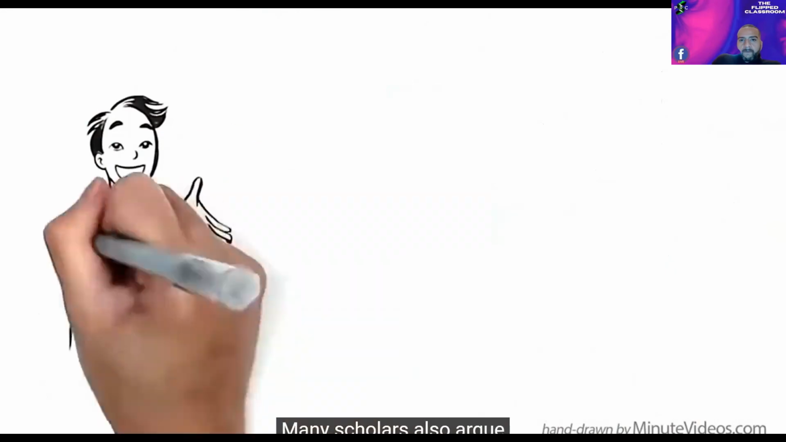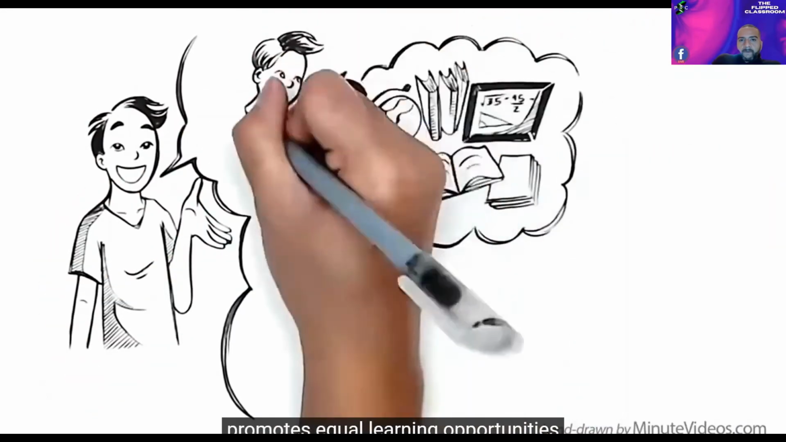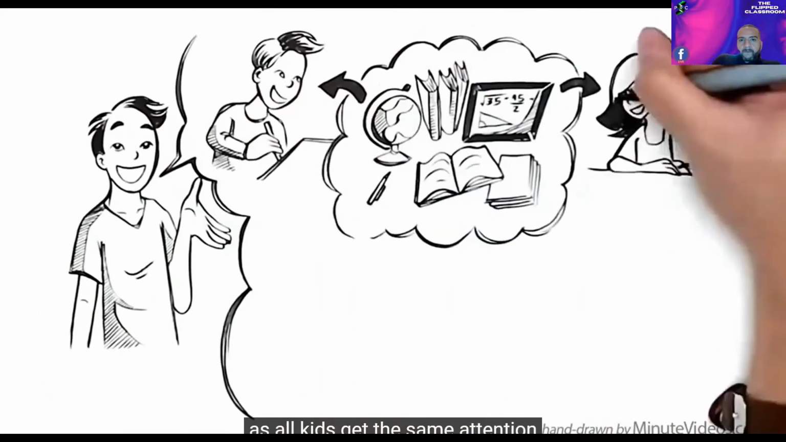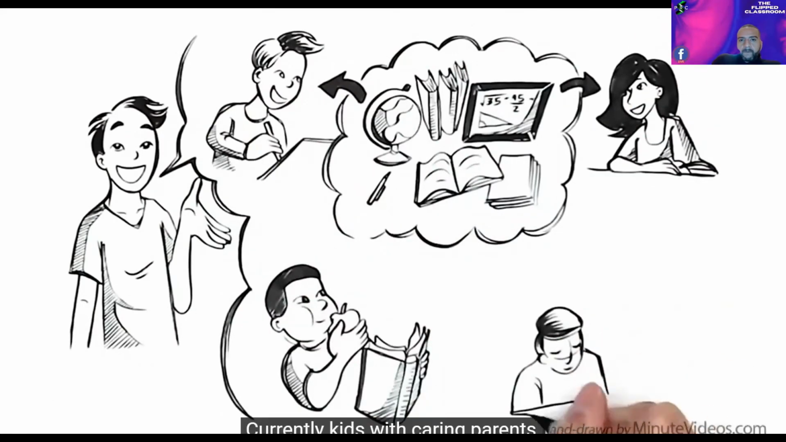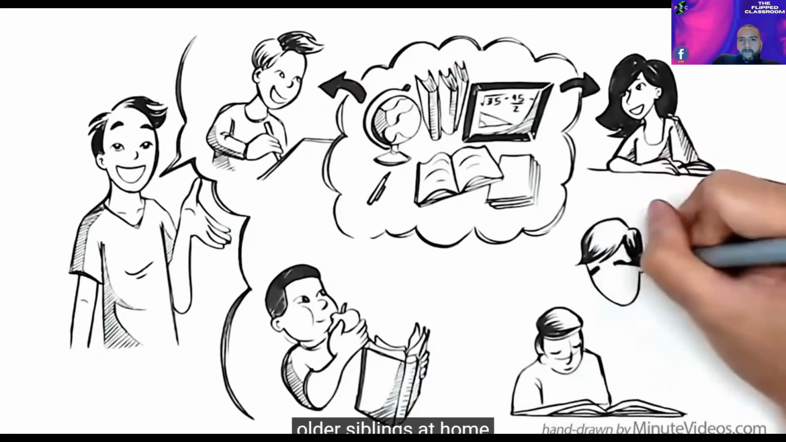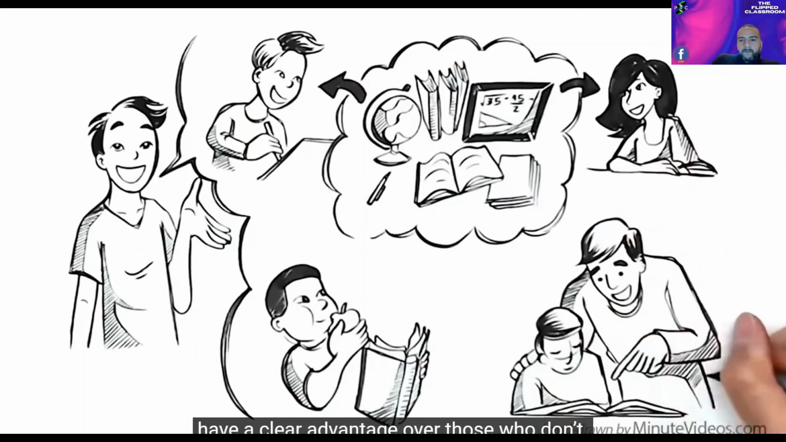Many scholars also argue that the flipped classroom model promotes equal learning opportunities, as all kids get the same attention when doing their homework. Currently, kids with caring parents, older siblings at home, or expensive private tutors have a clear advantage over those who don't.